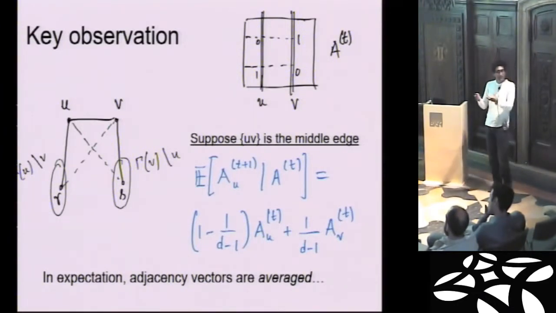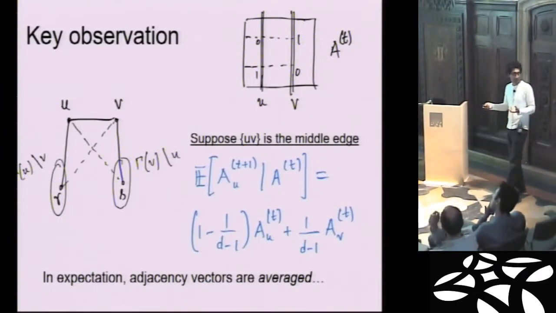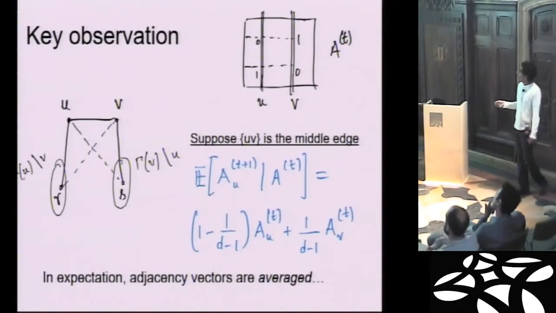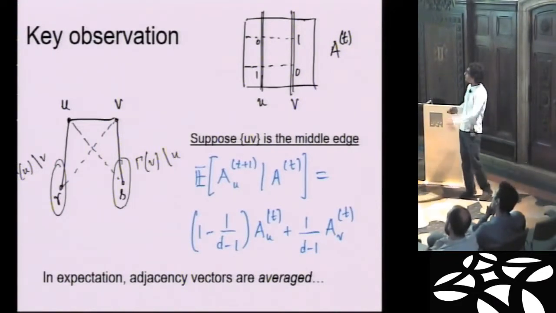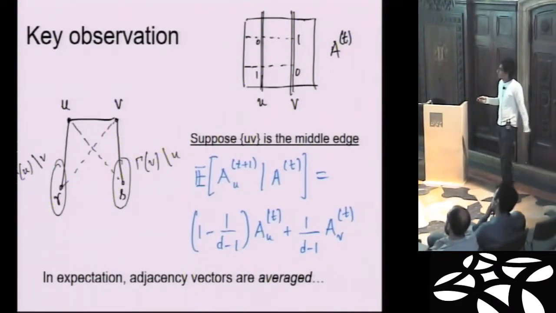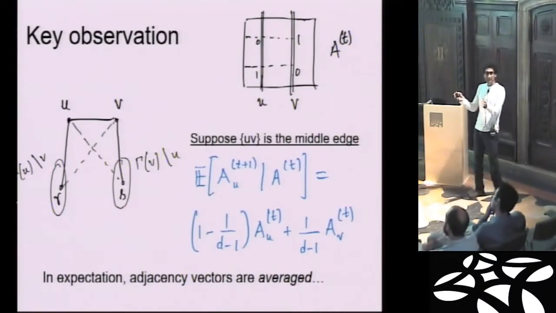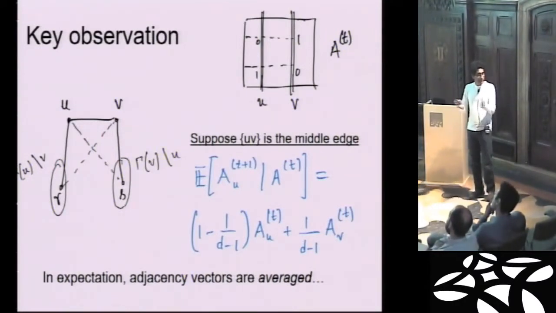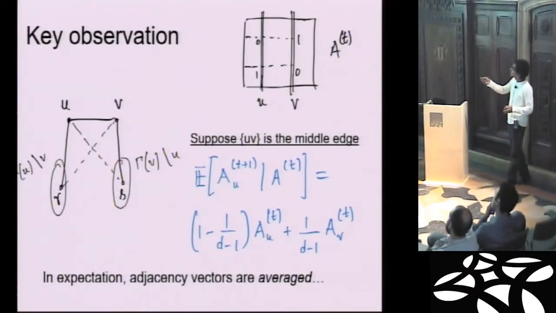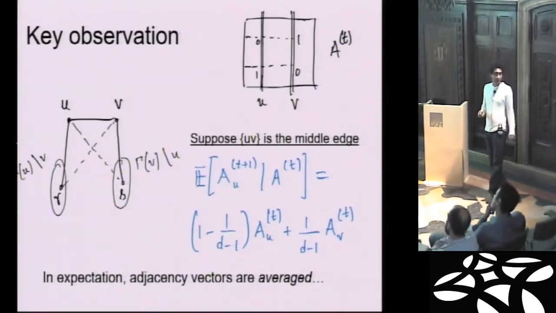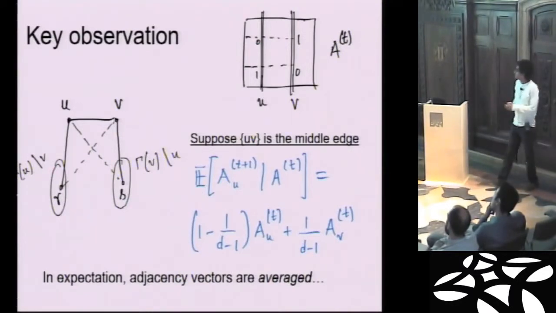And we have a discrete version of this process. This is the main idea behind our analysis: in expectation there is some clean averaging of adjacency vectors going on, and if everything mixes, then you expect all the adjacency vectors to be like uniform. So that's the general idea.